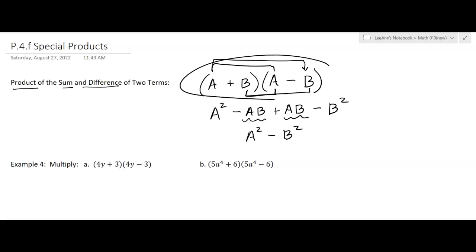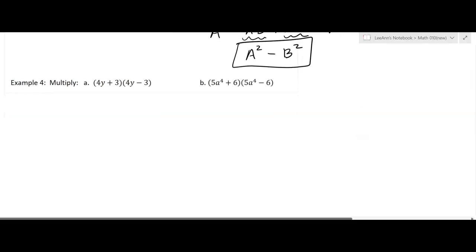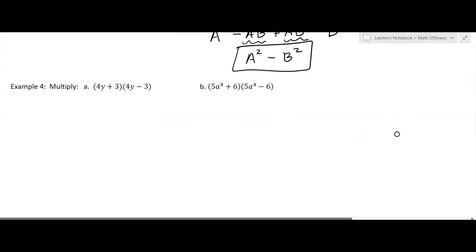So when you have something in this form where one's addition and the other's subtraction, but other than that they're the same, you're going to just get two terms in the answer. You're going to have the A squared minus the B squared. Okay? You can always FOIL these out, but sometimes it's helpful to be familiar with the form and how it's used. So you have 4y times 4y.